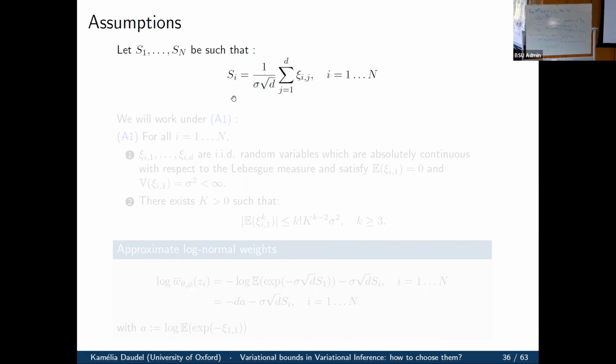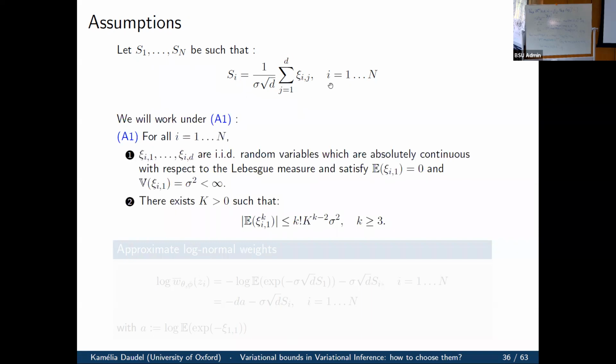So I'm going to introduce Si, which used to be log normal, but now I'm going to have the central limit theorem as well, in which I have 1 over sigma square root of D and a sum of D of those random variables, which are indexed by I and J, and they go from 1 to D. I'm going to make assumptions so that this becomes normal, sorry, as I increase the dimension. So I'm going to assume that this has expectation 0 and variance sigma squared, which is finite.